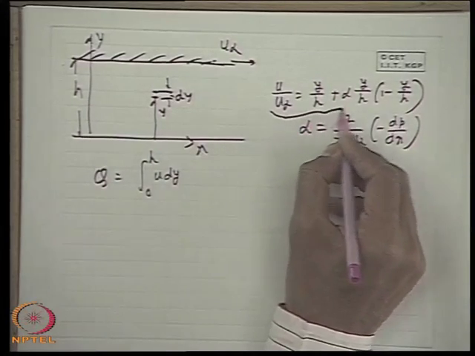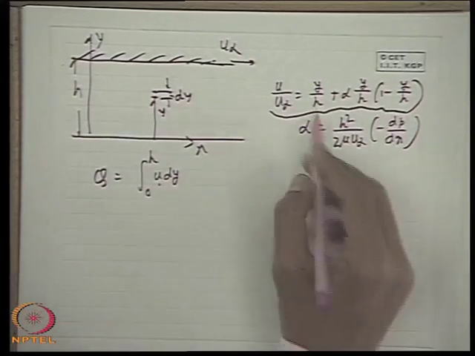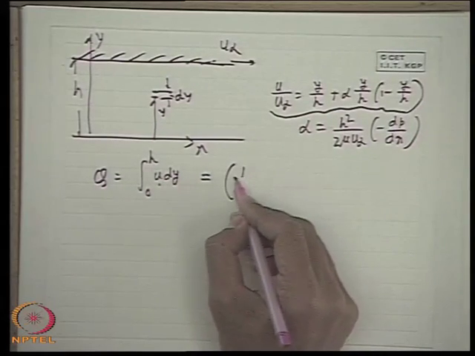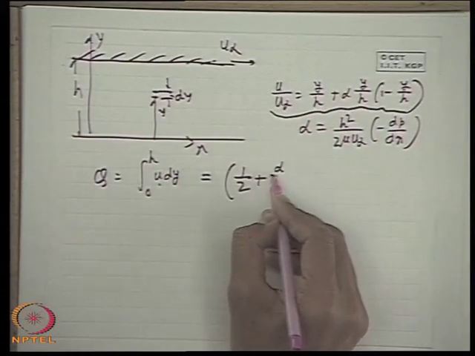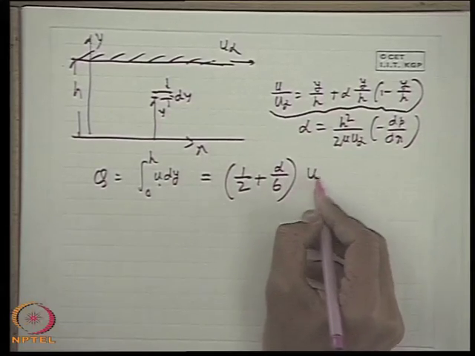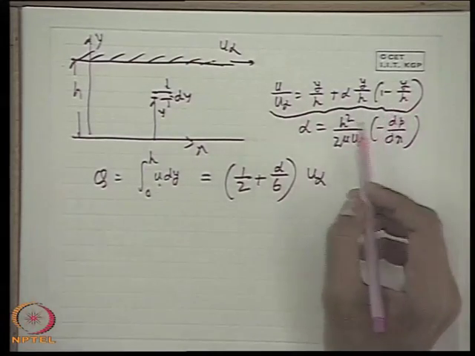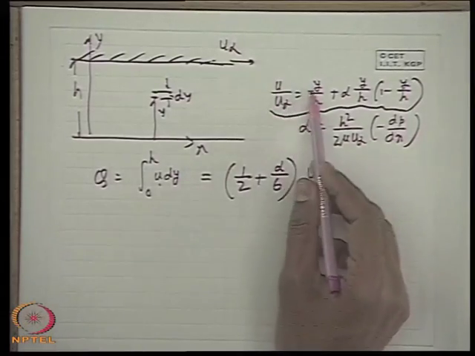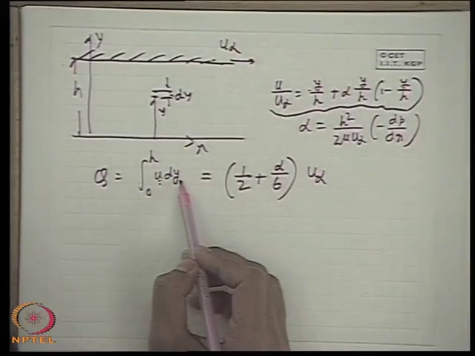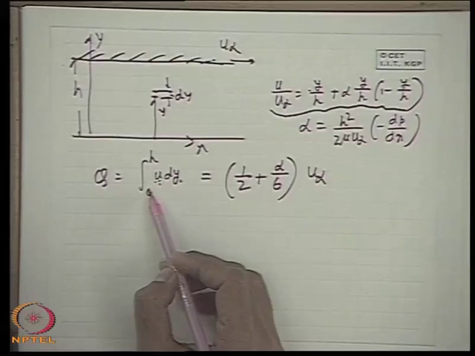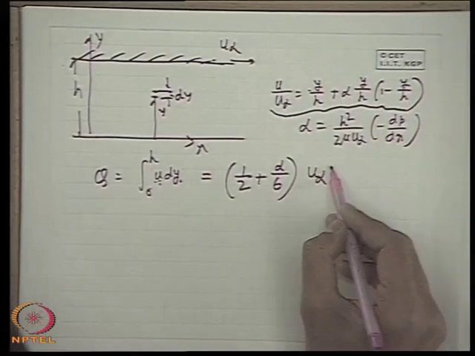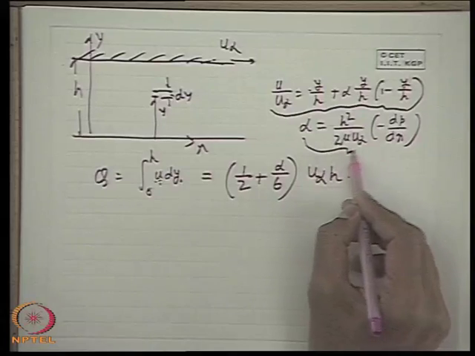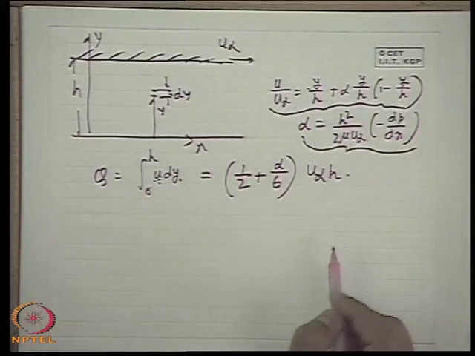If I substitute this function here and integrate, you will get u infinity times half plus alpha by 6. The integration is very simple, so I am not doing it here. If you substitute the function for u and integrate from 0 to h, you will get the flow rate as u infinity h into half plus alpha by 6. Alpha is the parameter which is the non-dimensional pressure gradient.